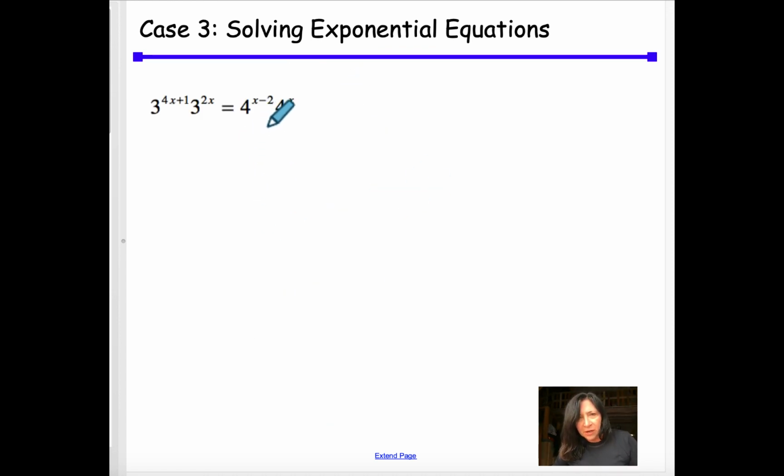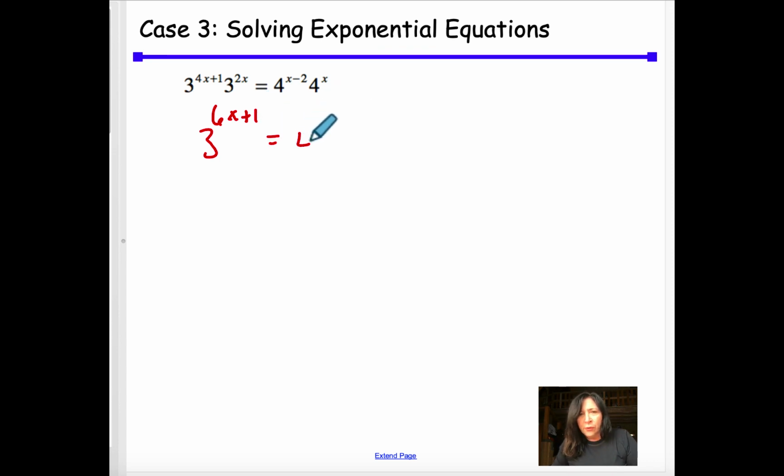For this problem here, this one is a little bit tricky for sure. We want to get the bases the same on the left, and we want to get the bases the same on the right. So in order to do that, first we have to combine the exponents on the left side and combine the right side. So on the left side, I get 3 to the 4x plus 2x. So that's 6x plus 1 is equal to 4 to the x plus x. So that's 2x minus 2. I'm not going to be able to get my bases the same.